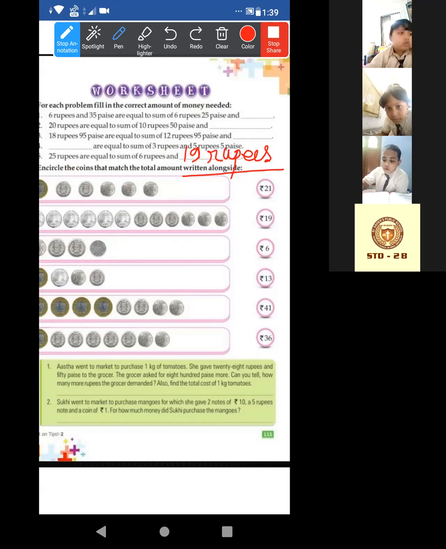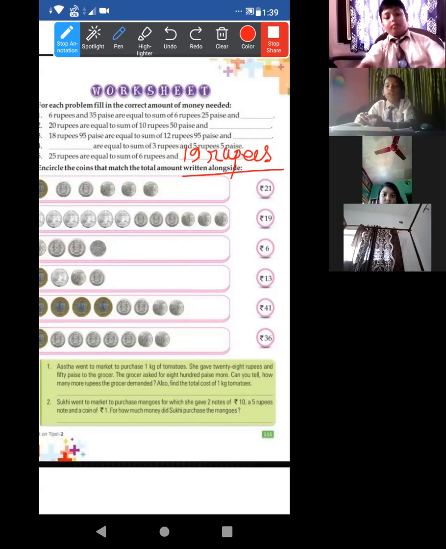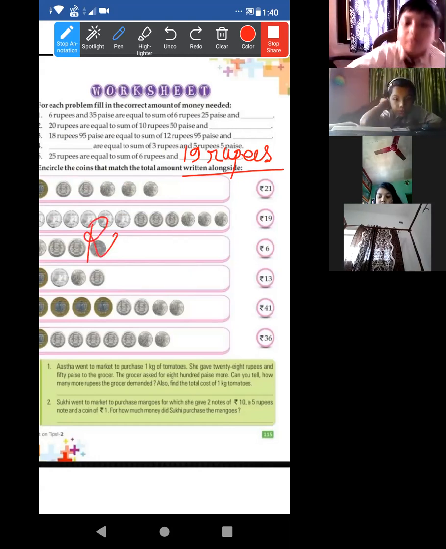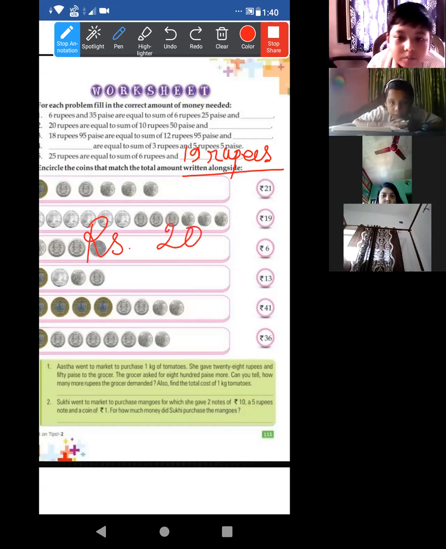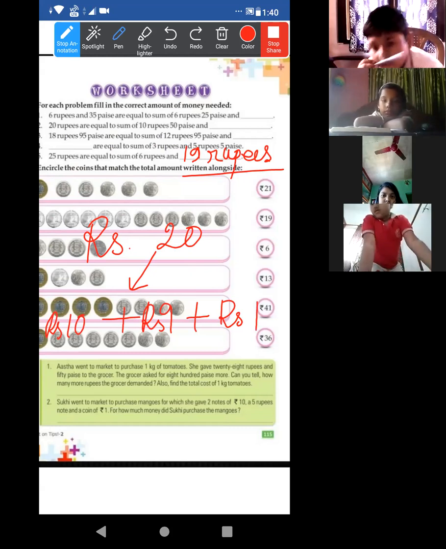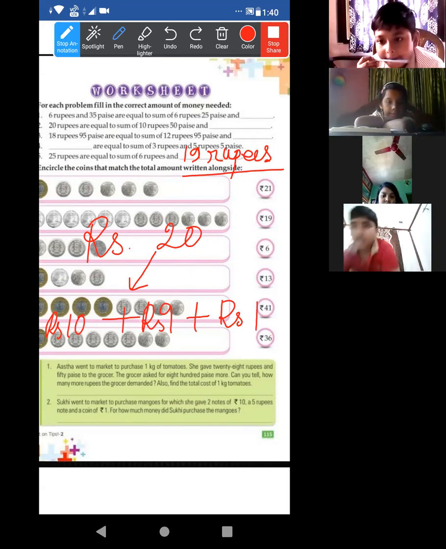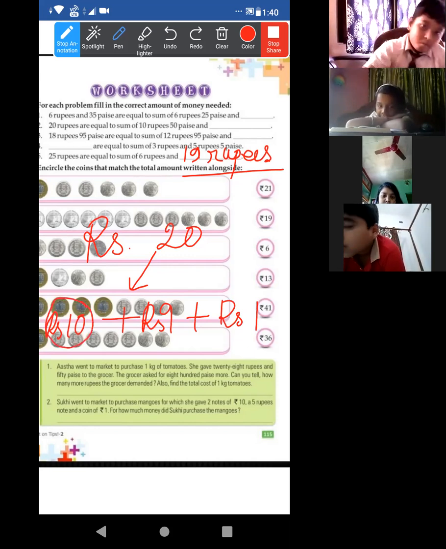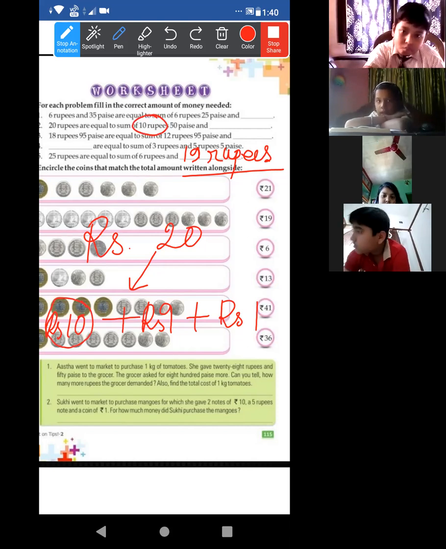Acha, now again I am explaining the second one. Orkopriya, listen to me very carefully. Those who have not understood the second one, it is given 20 rupees. And we have to break it in such a way. Look, 20 rupees means what? 10 rupees plus 10 rupees, plus 9 rupees plus 1 rupee we can write. Yes or no? So this 10 rupees is already over there, no? So we'll cross it.